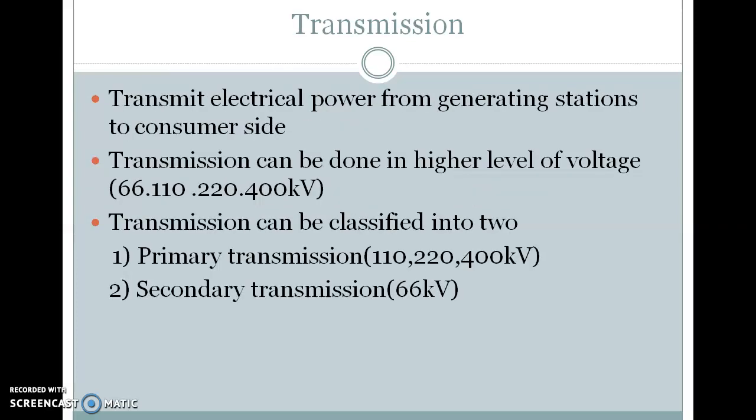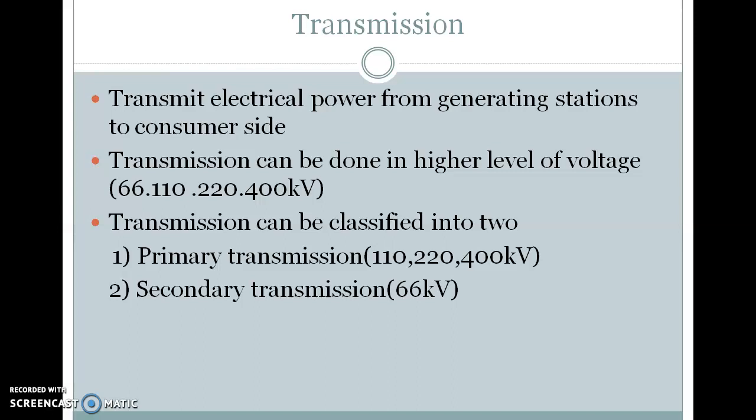The next one is the transmission part, the second part in the power system network. The main objective of transmission is to transmit the electrical power from the generating stations to the consumer side, because large generating stations like hydro, thermal and nuclear stations are located far away from the consumer side. So we should transmit this bulk amount of electrical power from the generating station to the consumer side.